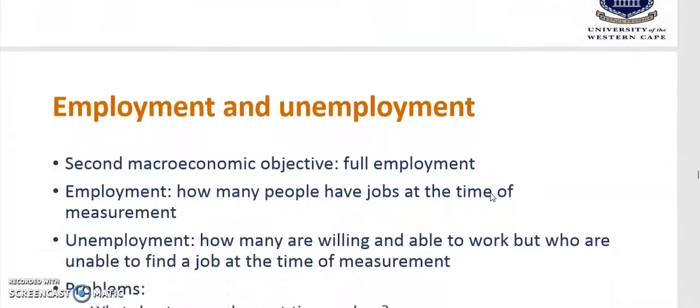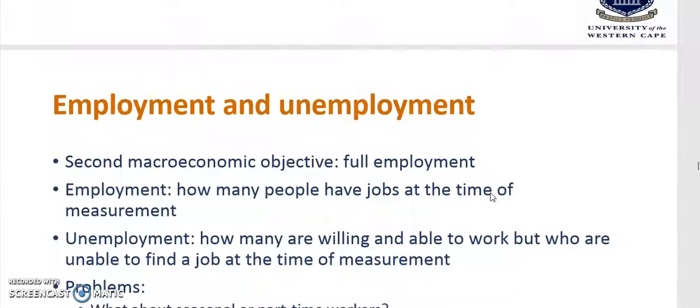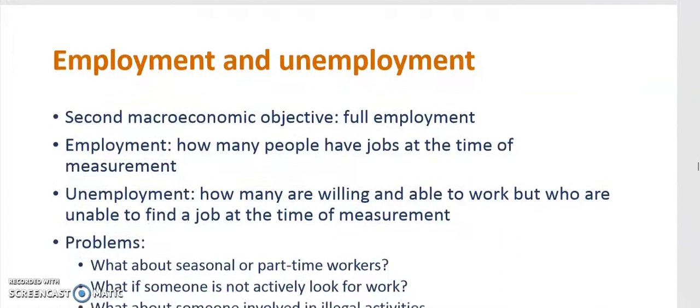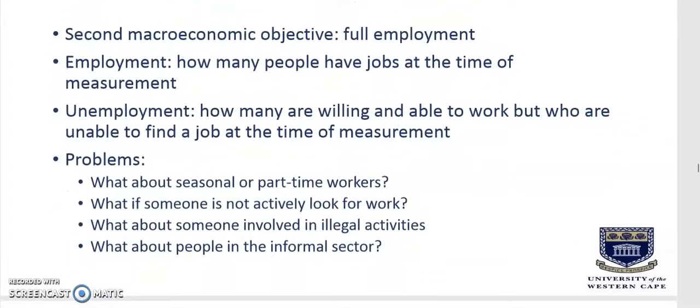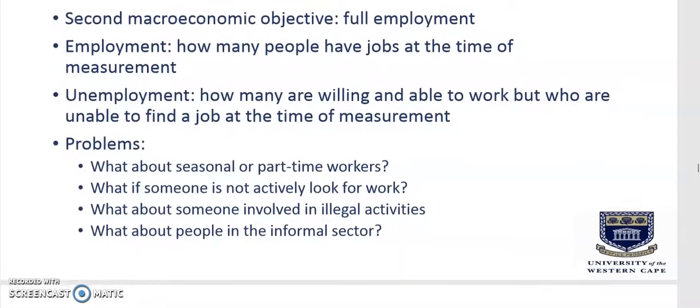Employment and unemployment. If you remember very well, in the previous chapters we explained that one of the primary macroeconomic objectives is full employment. So employment refers to how many people have jobs at the time of measurement, whereas unemployment refers to how many people are willing and able to work but are unable to find a job at the time of measurement.